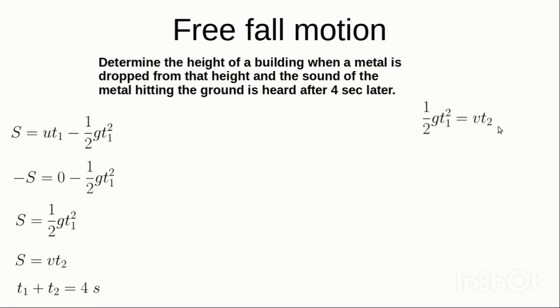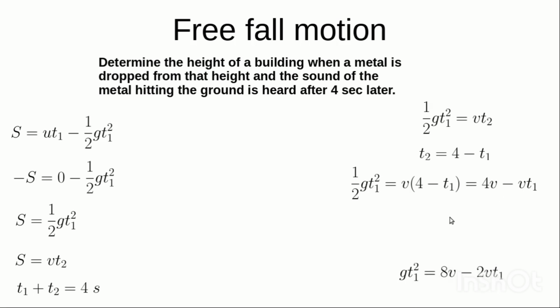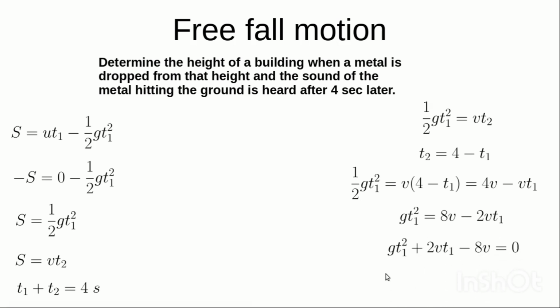Now if we eliminate t2, that is, make t2 in terms of t1, then t2 equals 4 minus t1. If we substitute 4 minus t1 as t2 in this equation, we get half of gt1 squared equal to v times (4 minus t1). If we expand, we have 4v minus vt1. Now if this 2 goes to this side, it becomes gt1 squared equal to 8v minus 2vt1. If we rearrange this equation, it gives us this, and we can see that it takes the form of a quadratic equation, right?